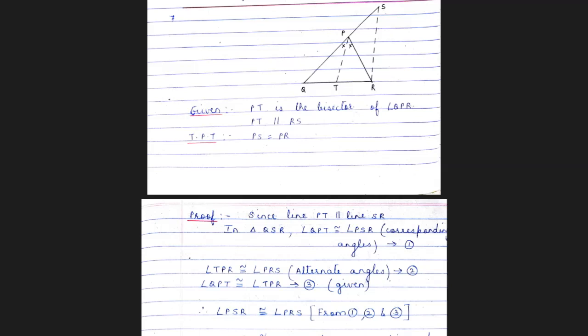These are the corresponding angles, they are congruent. Now, which are the alternate angles? Angle TPR is congruent to angle PRS. Mark it as equation number 2.